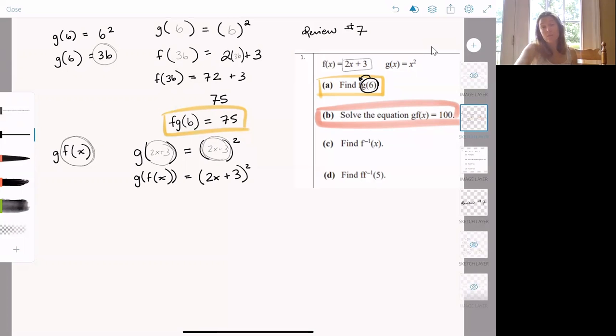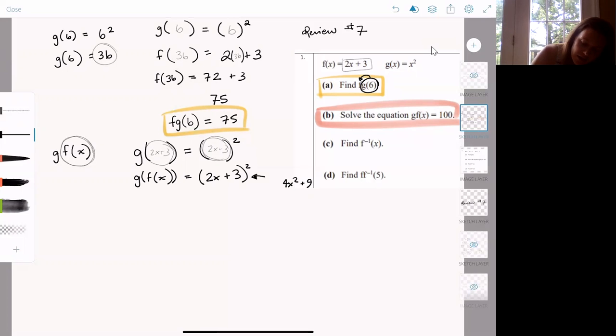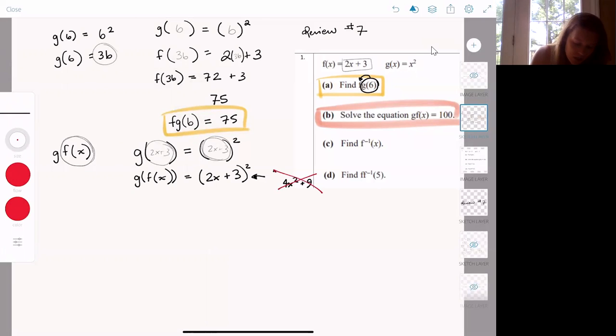Okay, so now g of f of x, or g of 2x plus 3, equals 2x plus 3 squared. Now remember, this is something that we've talked about in the past. If you have something like this, we cannot say that that is 4x squared plus 9. That is wrong.